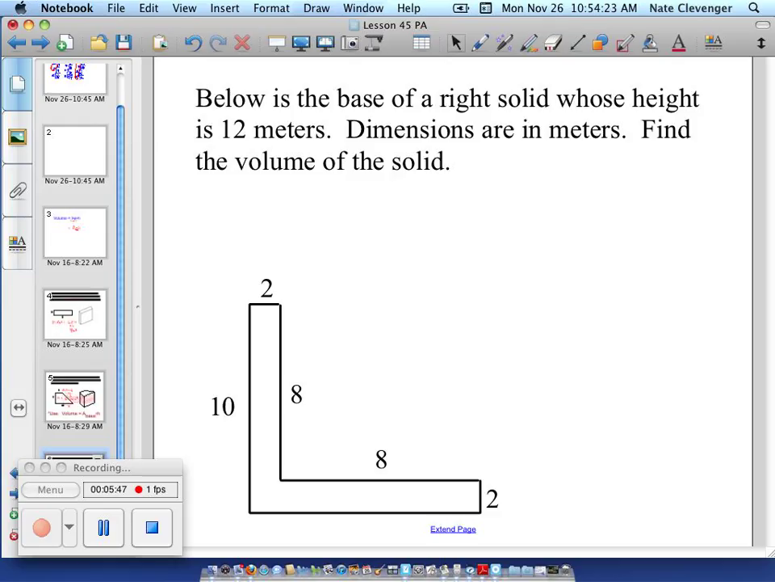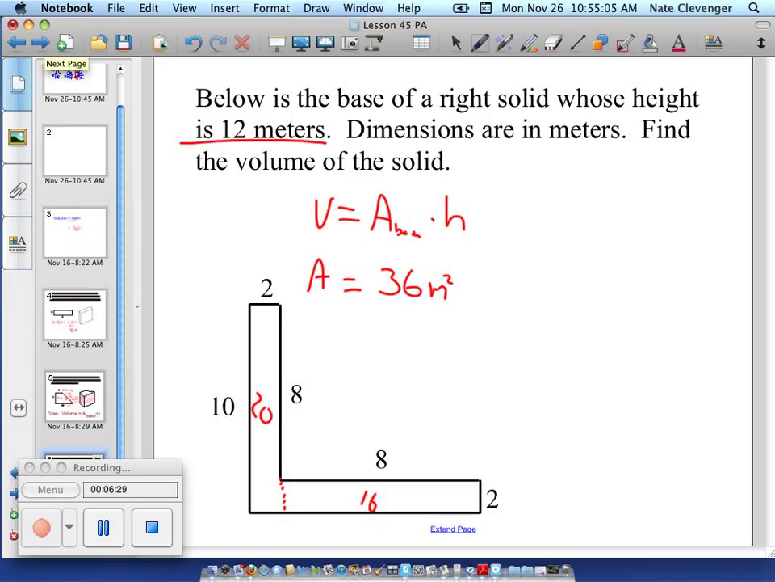Below is the base of a right solid, and it has a height of 12 meters. So we're just looking down upon it from above. We know it has a height of 12 meters. That's given to us. Find the volume. To find the volume, volume is area of the base times the height. So I need area. Let's just cut it down. The area of this rectangle, 10 times 2 is 20. And this one's already nice and neat. 8 times 2 is 16. Combine those two, we get 36. So 36 meters squared is the area.